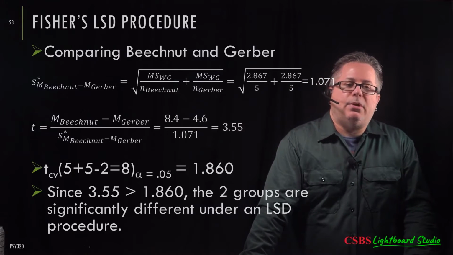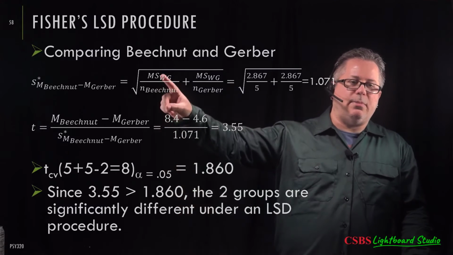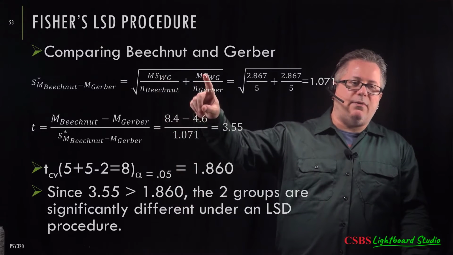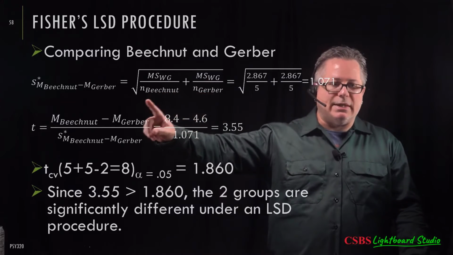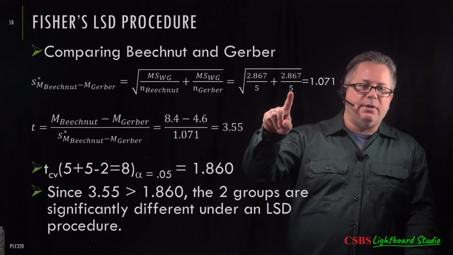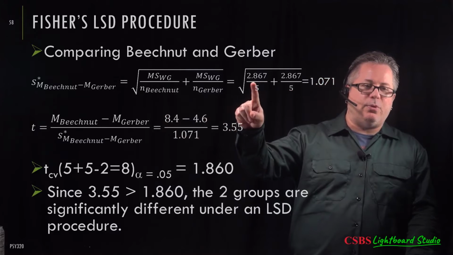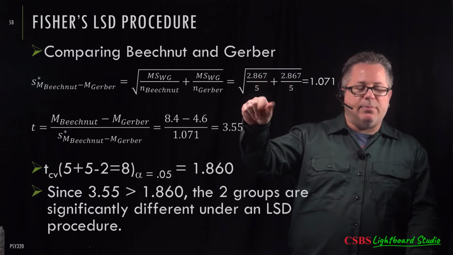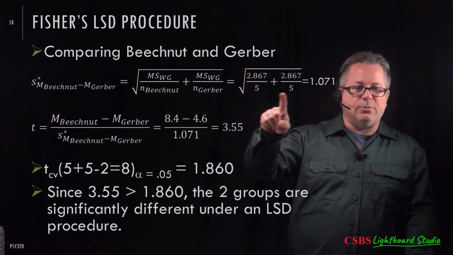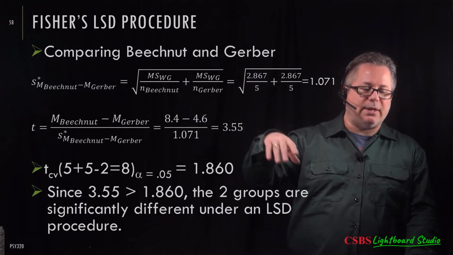And I'm going to plug that in to this equation, dividing by the n for Beechnut and dividing by the n for Gerber. Now it just happens in our example these n's are the same, which is why you see 5 and 5 here. And you see the same 2.867, which is our mean square within groups, again twice. But these numbers could be different, and you're able to account for that.